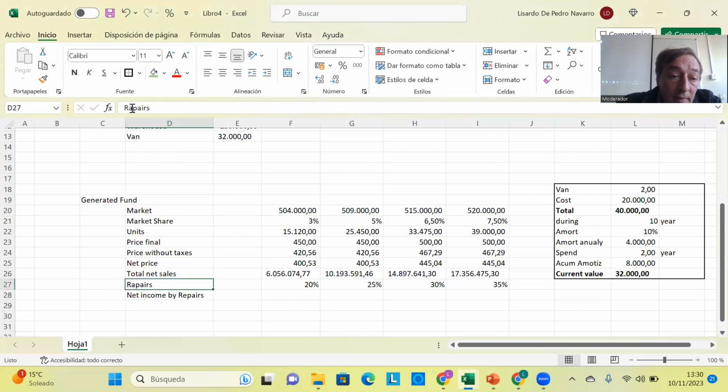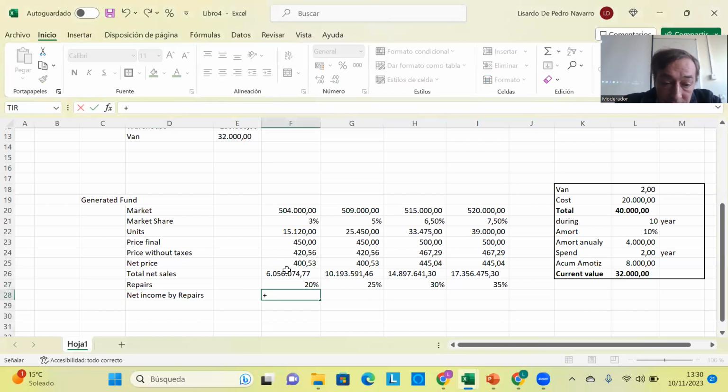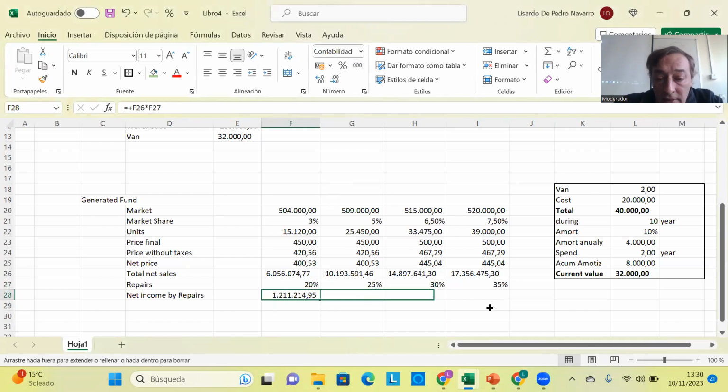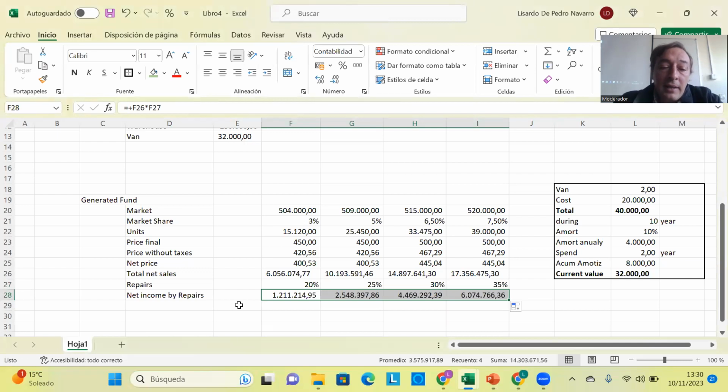So net income by repairs is going to be this one by this one. So this is the income that we are going to receive by the repairs.